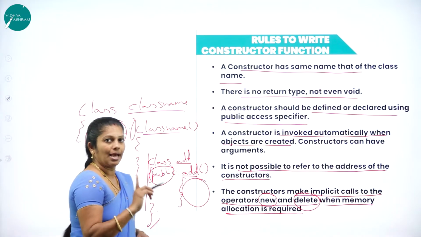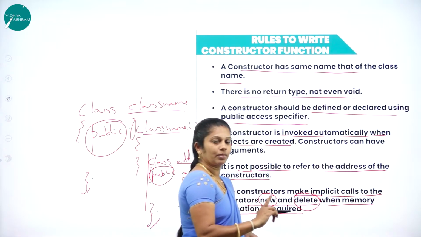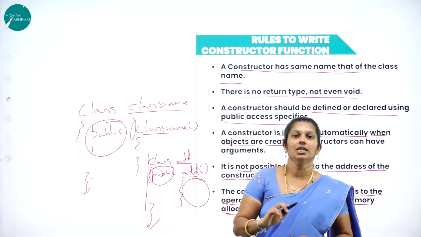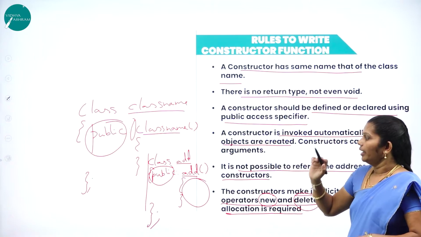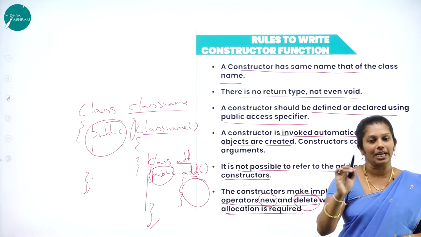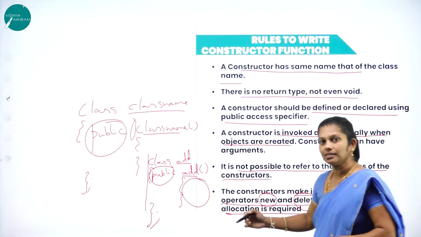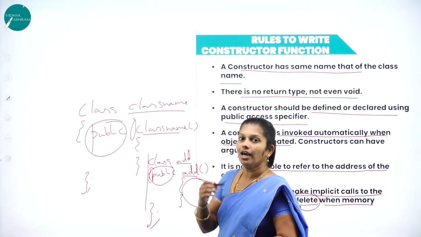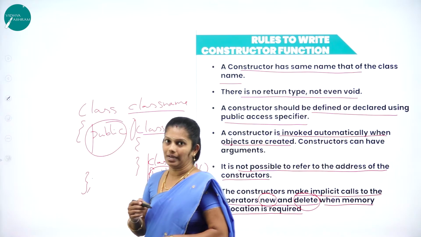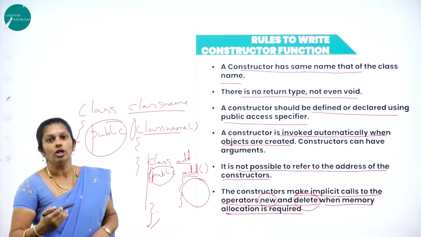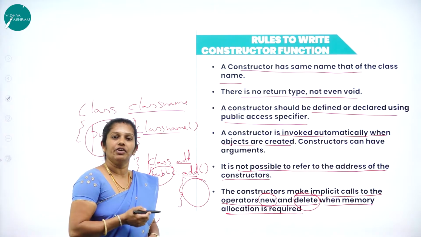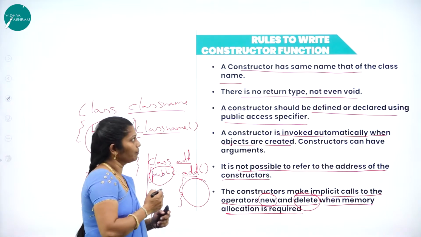First one, class name and function name should be the same. It should be declared in the public section. It does not have any written type specifier. And it is not possible to refer to the address of the constructor. This constructor will automatically execute when we create an object of a class. And the compiler will automatically call the new and delete operators whenever a memory requirement is there.